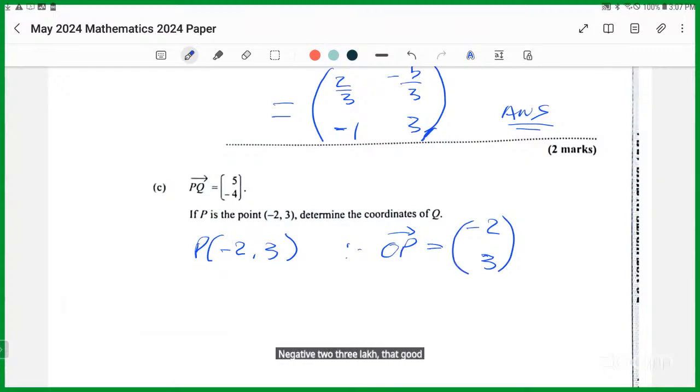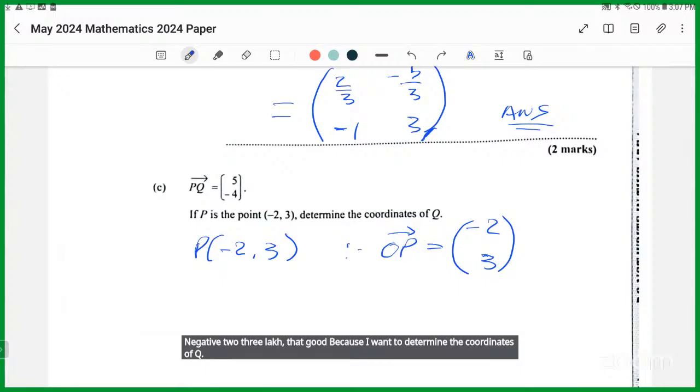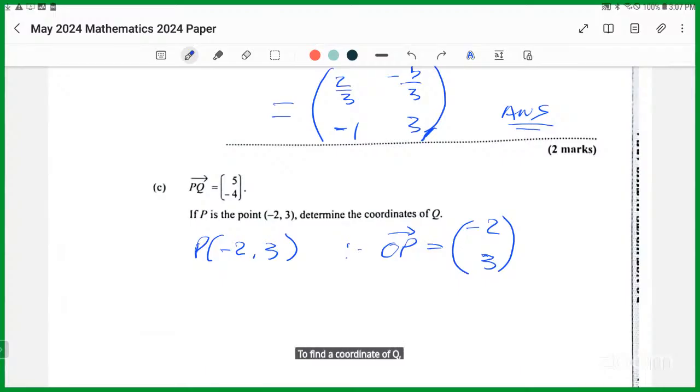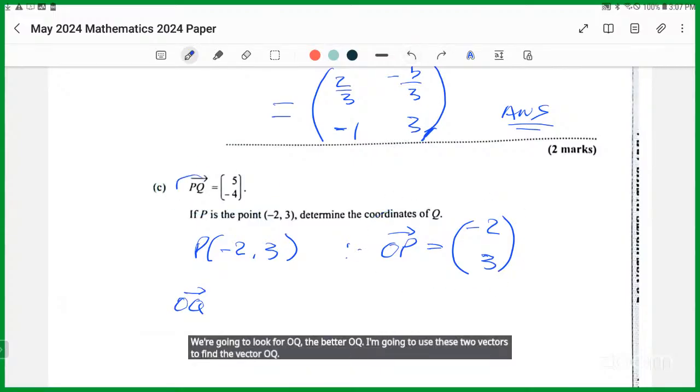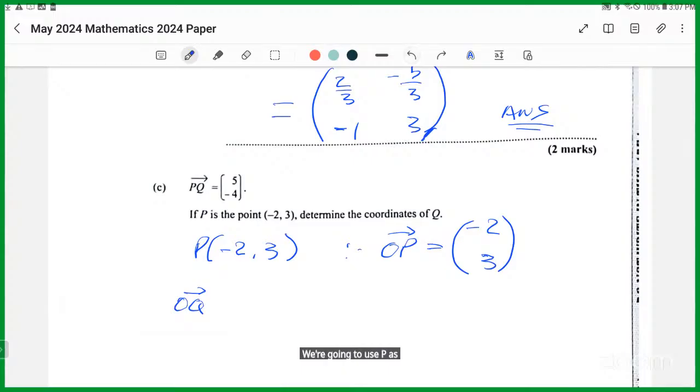The question wants to determine the coordinates of Q. To find the coordinates of Q, we can find the position vector of Q first, OQ. And then the coordinates will have the same values. Multiple ways to do this. What's this first method? We're going to look for the vector OQ, and we're going to use these two vectors to find it. We're going to use P as an intermediary point.